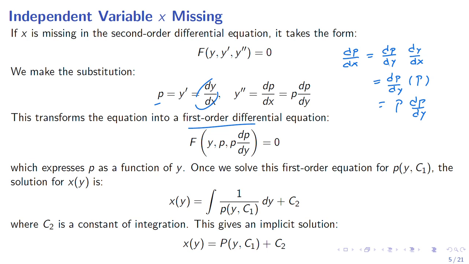Okay, so now this is again a first order ODE which we can solve using one of the methods that we have used before, and then solving that we will get p of y with a constant c1, and then integrating that we will be able to get x as a function of y. This is called the implicit form of the solution, which you can rearrange and get the solution in terms of y.